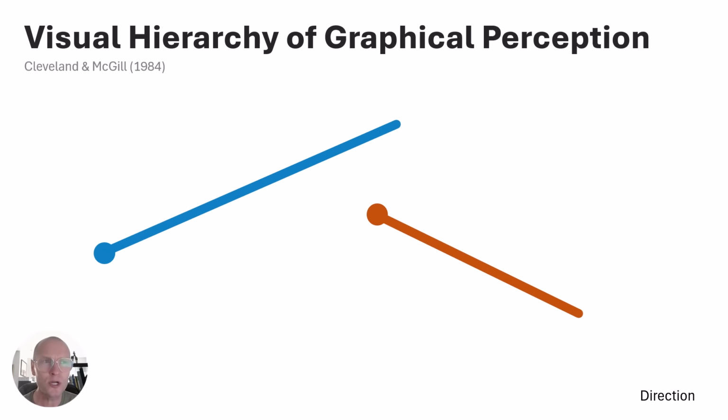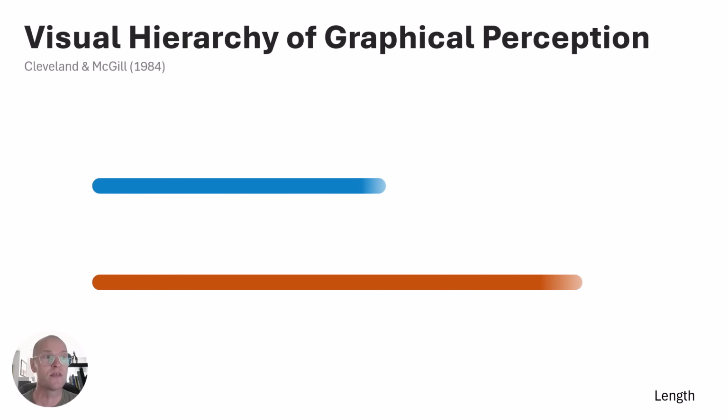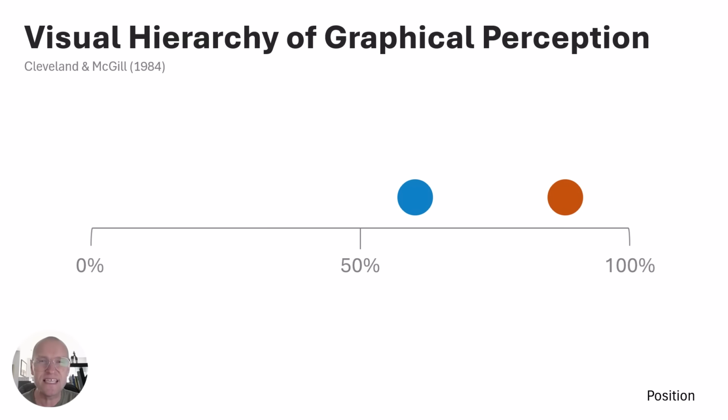But the things that were easier or where people estimated those values more accurately were things like direction. These are things like line charts or slope charts that we're used to seeing. Length. So things like length, when you start at a common baseline, length is very, very easy for people to estimate values. So these are things like bar charts and column charts that we see very often, really common visual representations of data.